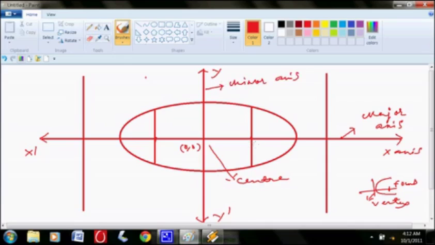Now coordinate of this focus is (ae, 0). This is also (ae, 0), but obviously this will be negative. These points are called vertices. There are two vertices. This is (a, 0). This is (minus a, 0). This is (0, b). This is (0, minus b).